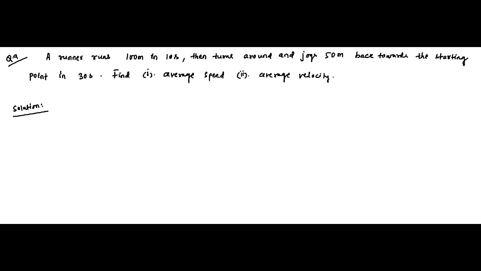So friends, here is another question. It has been given that a runner runs 100 meters in 10 seconds and then turns around and jogs 50 kilometers in the opposite direction in 30 seconds. We have to find the average speed and the average velocity for this entire journey. Okay, so let us try to visualize here. Let's say this is the starting point and we'll assume that the direction is x-axis, just for the sake of understanding here.